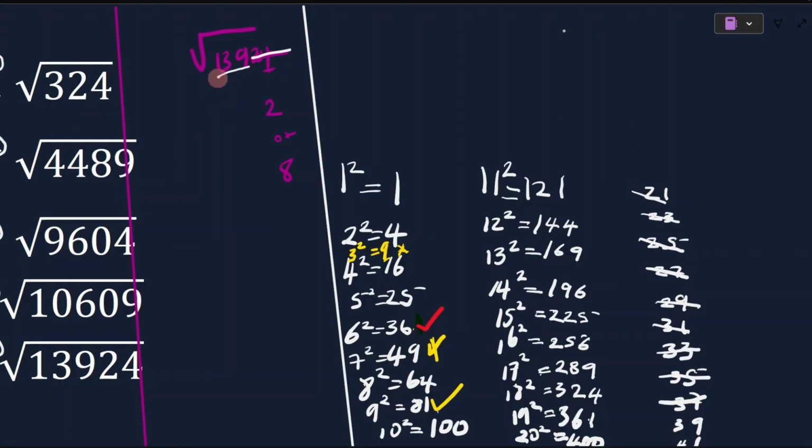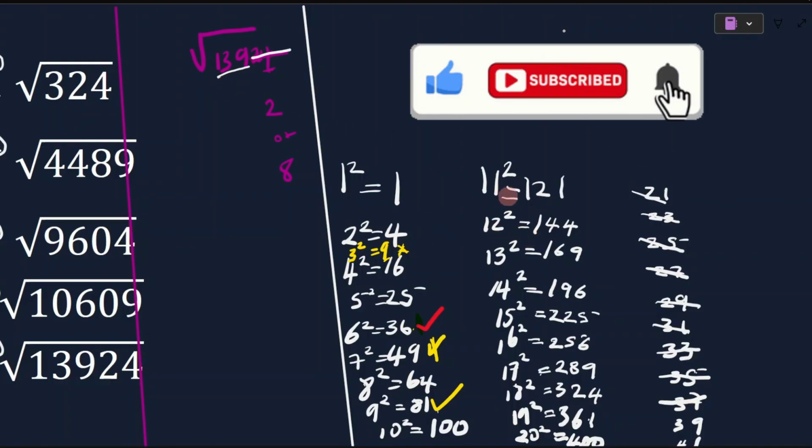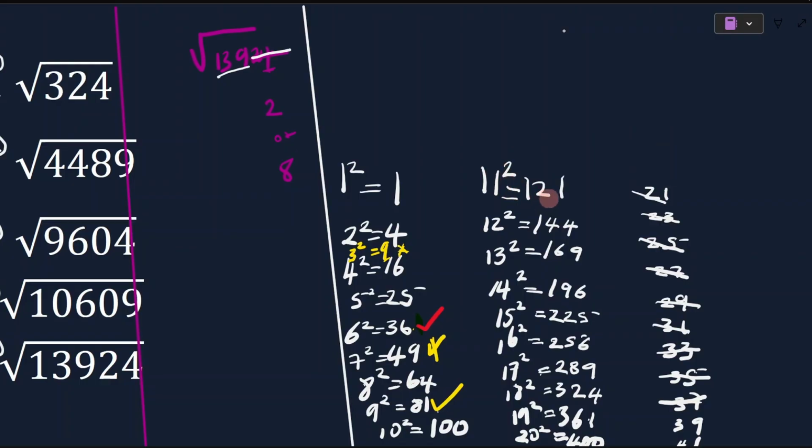Now we focus on 139, these first 3 digits, and we ask what number, when squared, gives us a number that is close to 139 but not larger than 139. If you notice, 12 cannot be the number because 12 squared is 144, and we are looking for the number which when squared will be close to 139 but will not be larger than 139. So 12 cannot go, but 11 can, because 11 squared is 121, and 121 is not larger than 139. So our answer will be either 112 or 118.